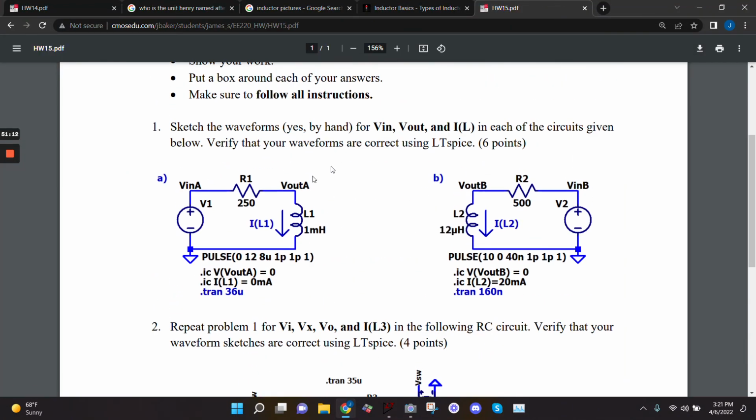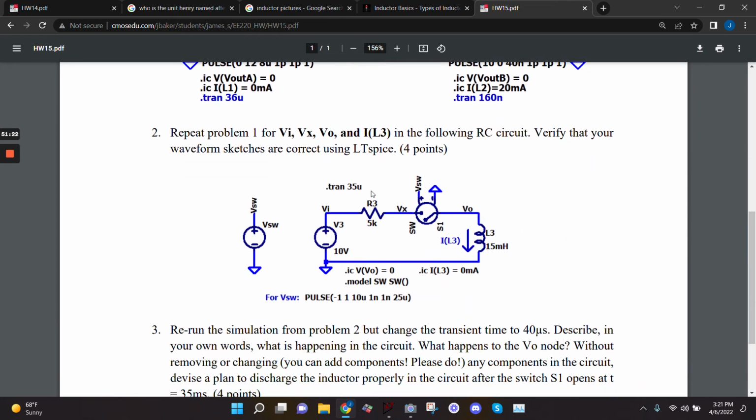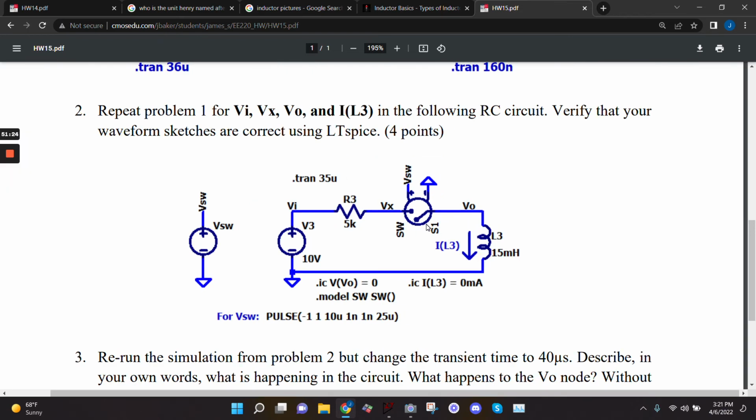So: sketch the waveforms for V in, V out, and I in each of the circuits. Verify that the waveforms are correct. You can do those now. This should be easy. For this problem, note that it's the same thing, except you know how with the capacitors I can either use a pulse source or a battery with a switch. It's the same thing. Initially, this switch is open. The switch is going to close, and it's going to act the same as the pulse would.